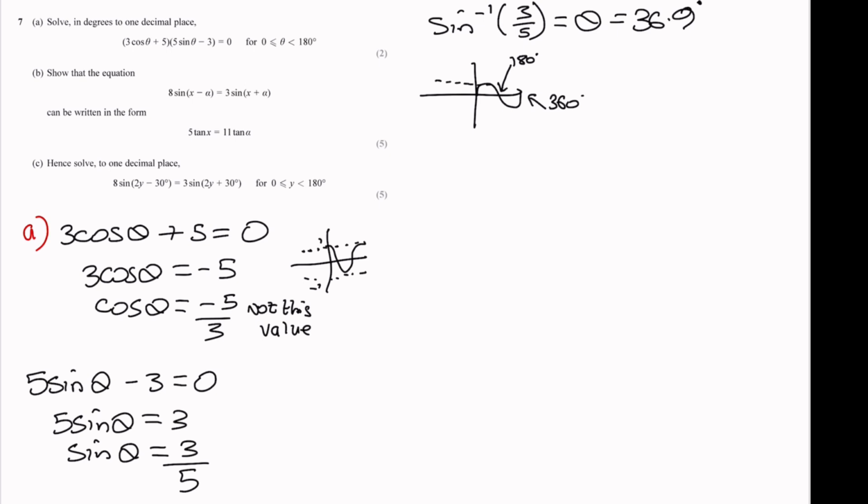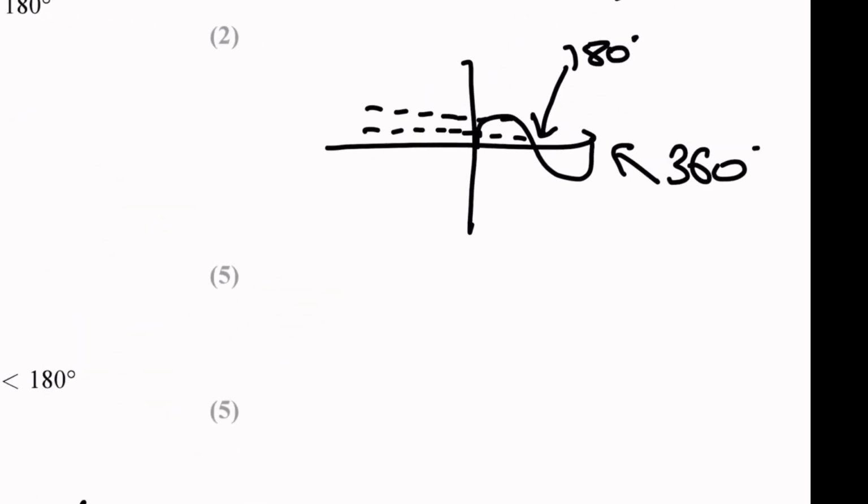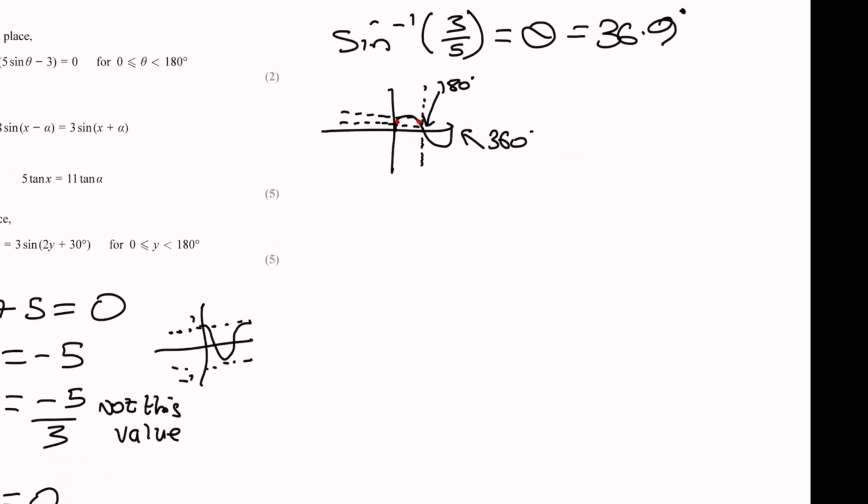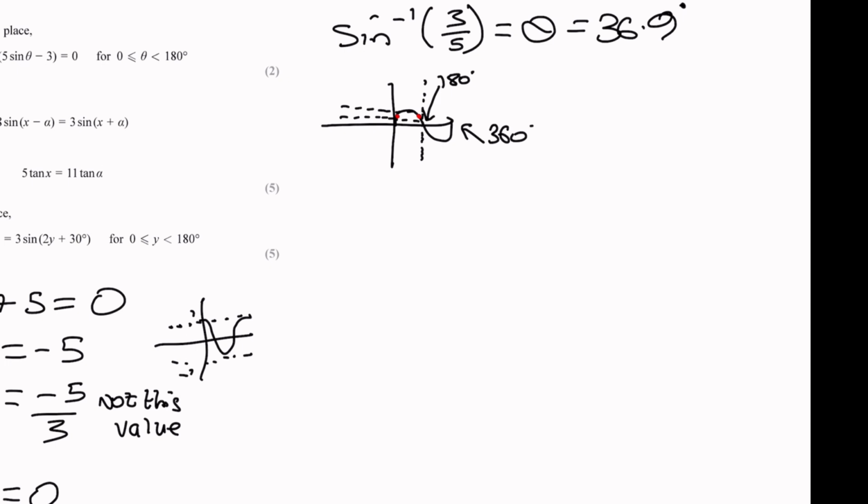Now the sine graph goes up to 1. So if we go up to 0.6, if I was to zoom in to this graph, there would be two values between 0 and 180. One value here and one value here. So we've only got one of the values, so we need to get the other one. So if the first value is 36.9 degrees, theta equals this second value here, which would be 180 minus 36.9, which would be 143.1 degrees.